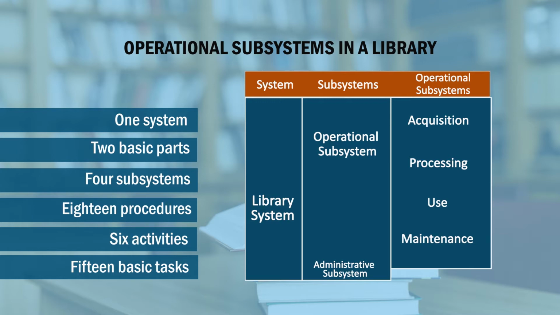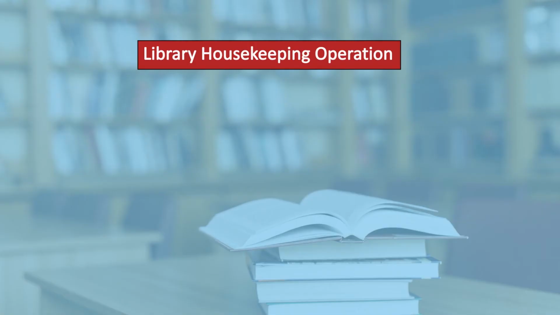Now let me give you an example of the procedures. 18 procedures. Every library follows these 18 procedures in their operational workflow. Now suppose this library housekeeping operation you already know. These are the day-to-day maintenance work of a library.